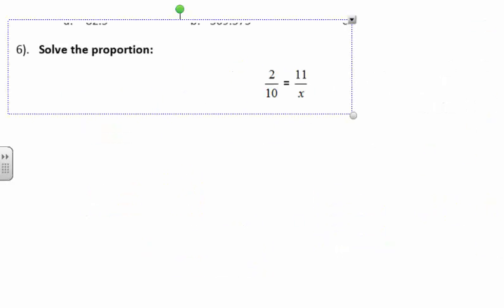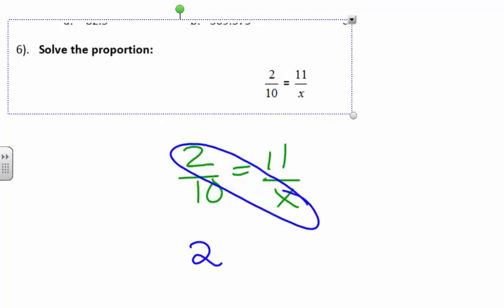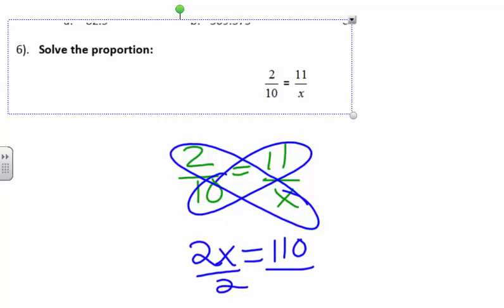Number 6. Number 6 says solve the proportion. And this is fairly simple. We've been solving proportions all video. So we have 2 over 10 equals 11 over x. We're going to do cross products. 2 times x gives us 2x. And then 10 times 11 equals 110. We divide both sides by 2. X should equal 55.